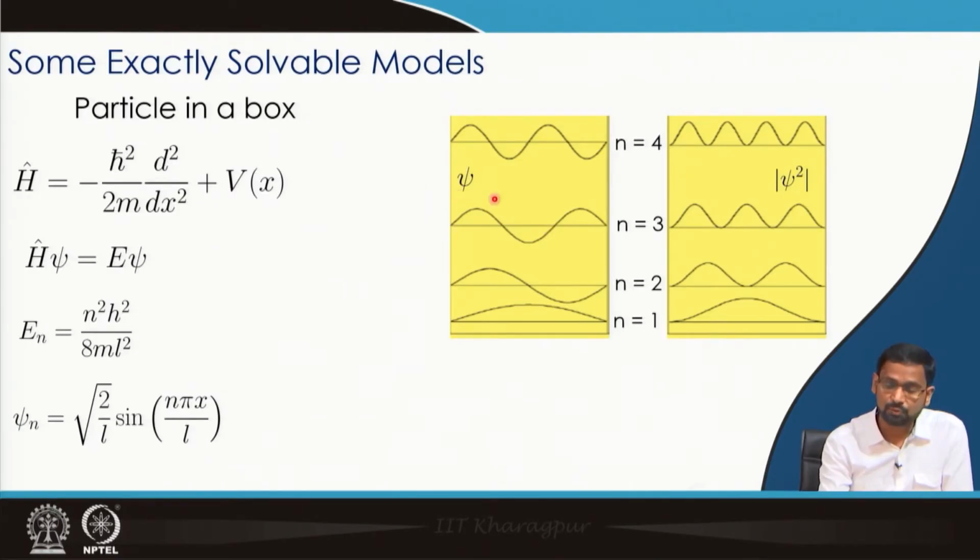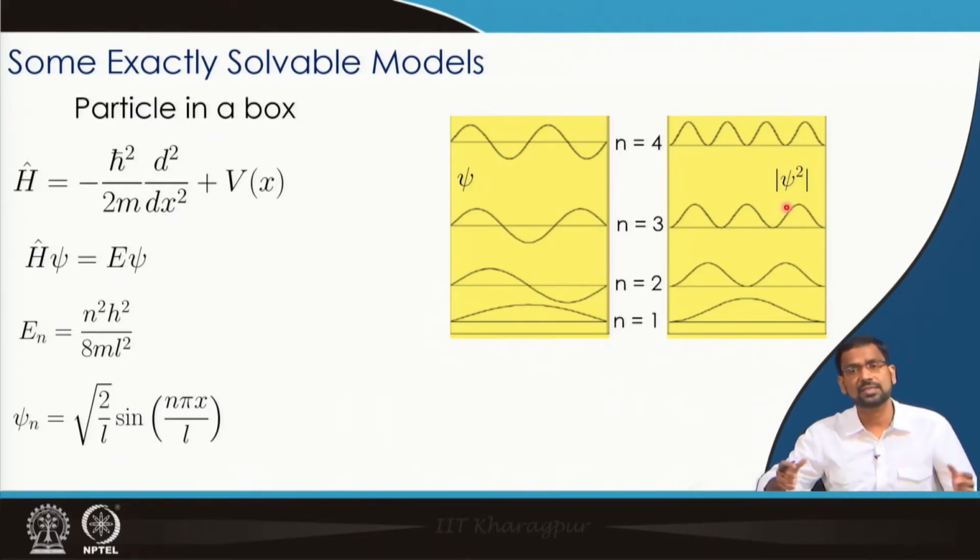Now, in addition to psi, what you see on the right hand side is psi star psi, the probability distribution of the corresponding wave eigenfunction. Of course, these functions have been squared, so there is no negative and positive. So you can see the places where the wave function vanishes. These are the places of nodes, and these are the places where the particle is most likely to be found. As you go higher and higher, you would see that more and more periods are getting confined into the same length of the box.